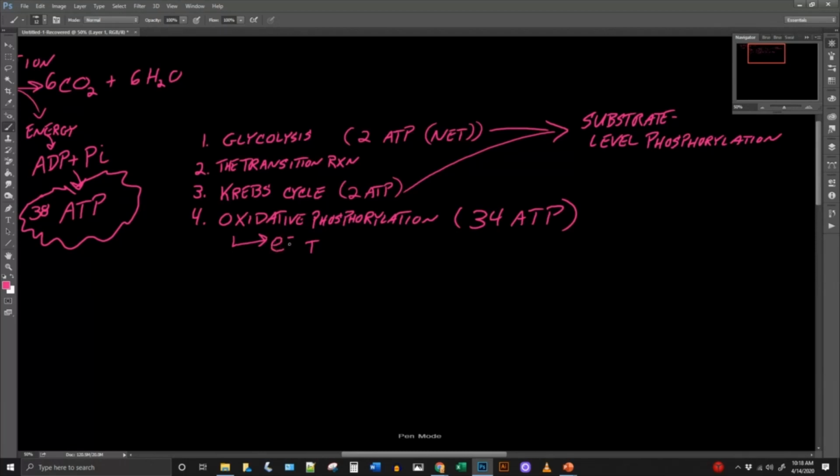Usually electrons are abbreviated with lowercase e negative. There we go. Transport chain.